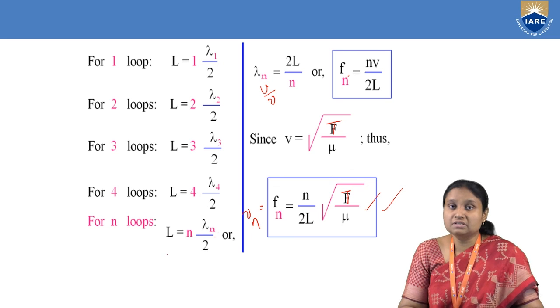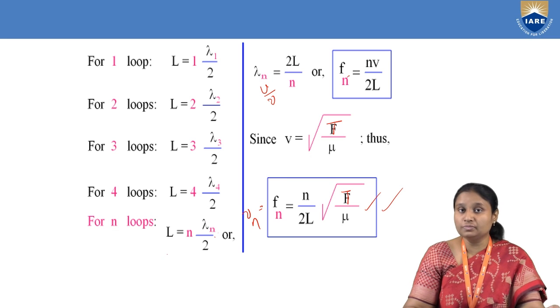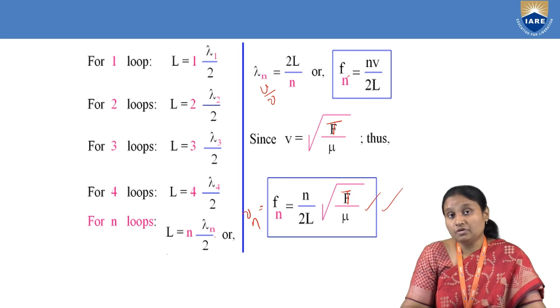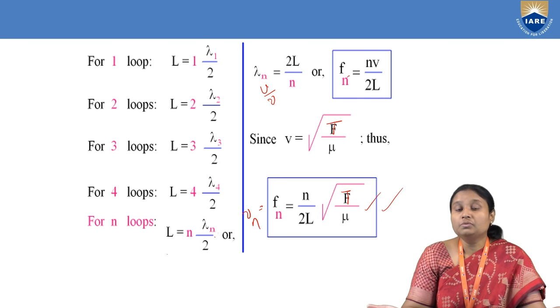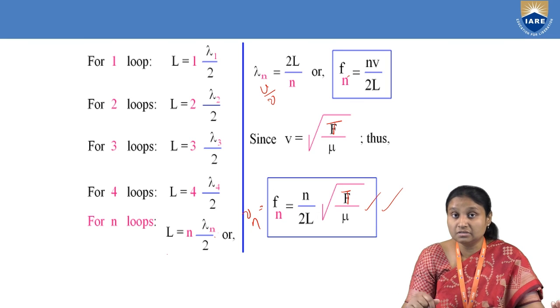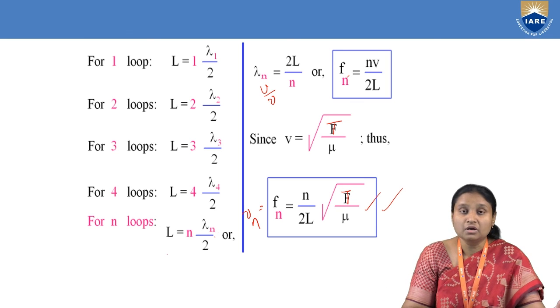Today we have discussed the formation of different loops in a string by superposition of incident wave and reflected wave with a phase change, and depending upon nodes and antinodes formed, how the frequency of vibration can be expressed in terms of its harmonics as well as overtones.